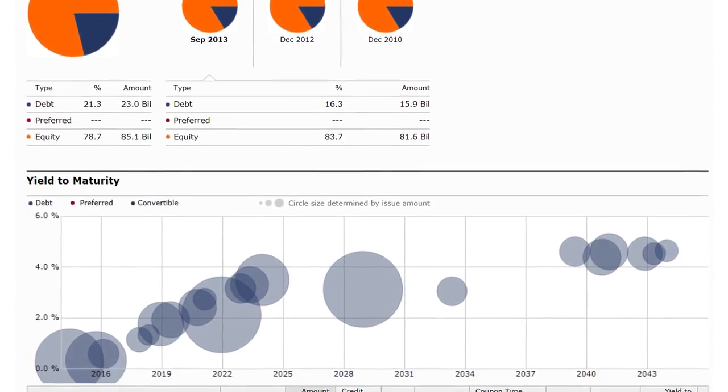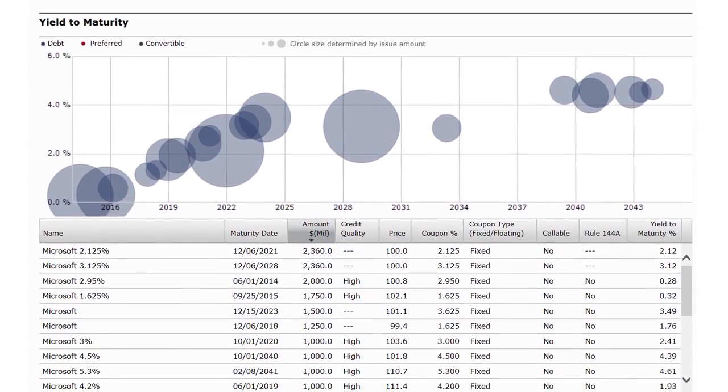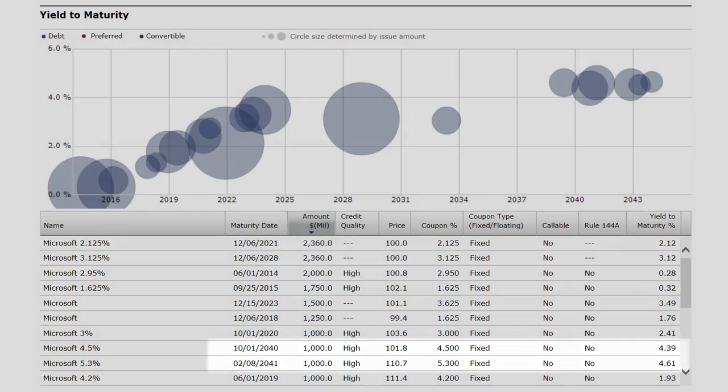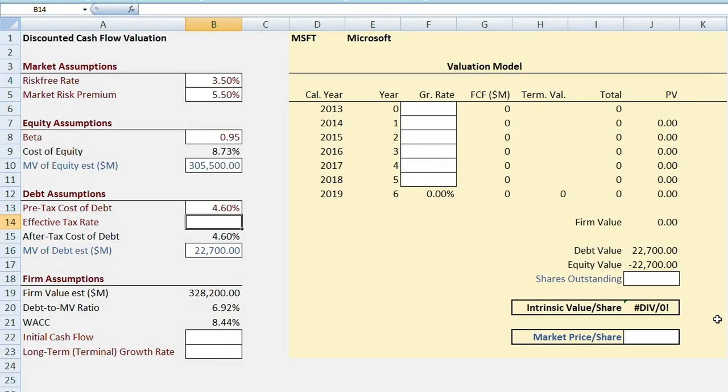So scrolling down in that bonds tab on Morningstar, I see that there are some long-term bonds from Microsoft that are trading at a yield to maturity of about 4.39, 4.61%. So 450, 460 basis points seems to be a reasonable place to start for the pre-tax cost of debt.